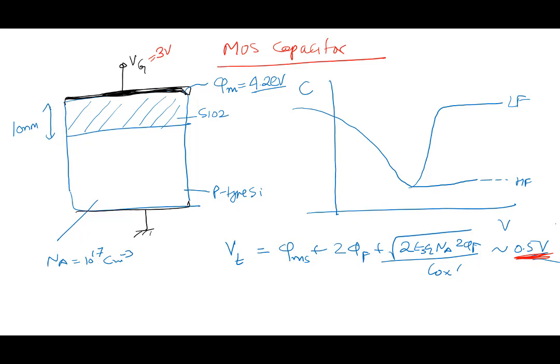All of you know this equation? Q inversion equal to C ox prime, prime means per unit area, multiplied by Vg minus Vt. Till you apply threshold voltage, what is the charge inside the device? Let's say you're increasing Vg from 0 onwards. Till you reach Vt, what is the charge inside?